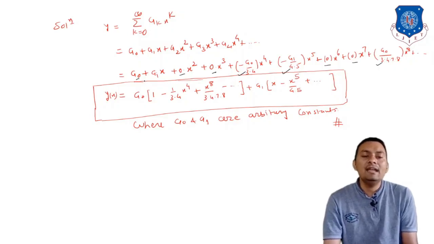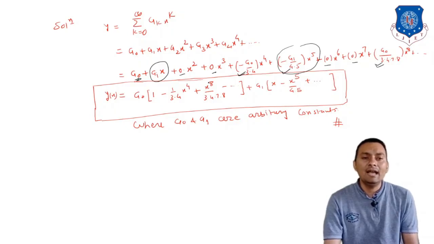After simplifying, a0 is contained here, also here, also here, so we can write a0 common. What we are left with is 1 minus 1 divided by 3 times 4 x raised to 4 plus x raised to 8 divided by 3 times 4 times 7 times 8, minus, and so on. After that, you can see a1 x is the first term, and the second and third terms we can also obtain. But here we have stopped up to x raised to the power 8.